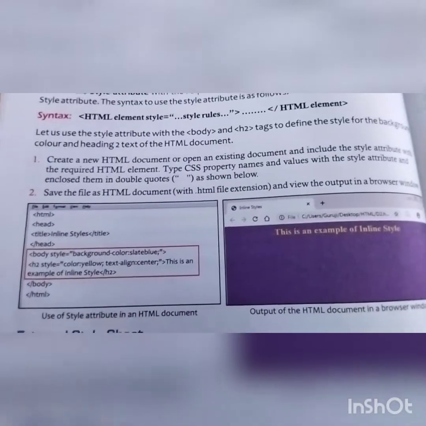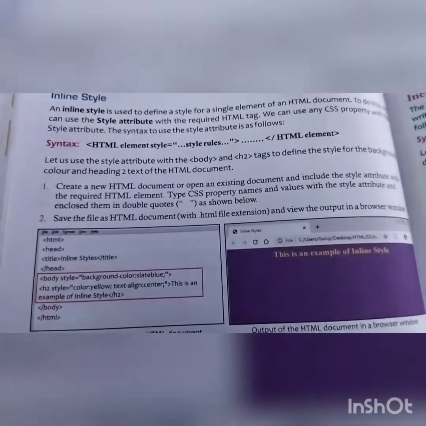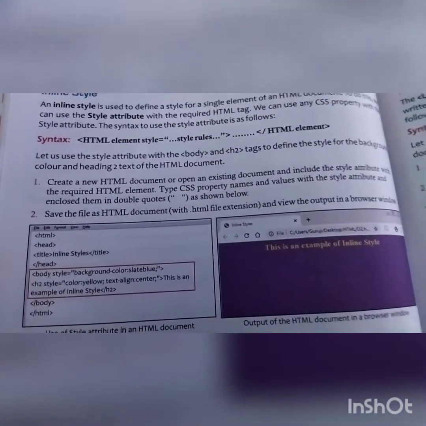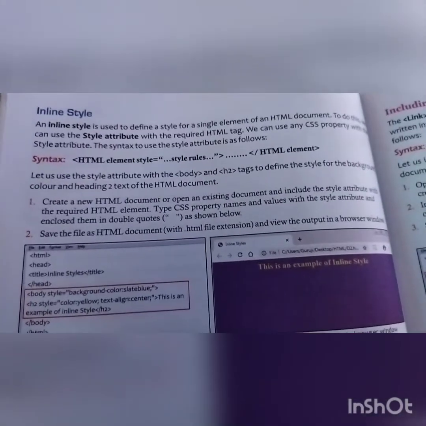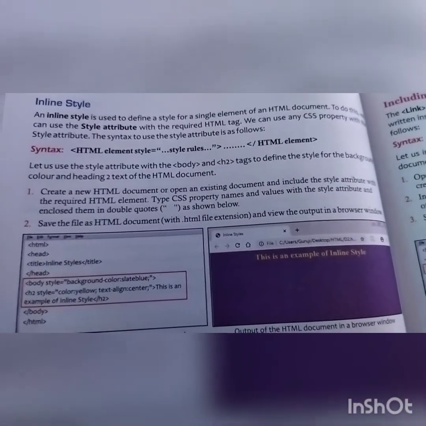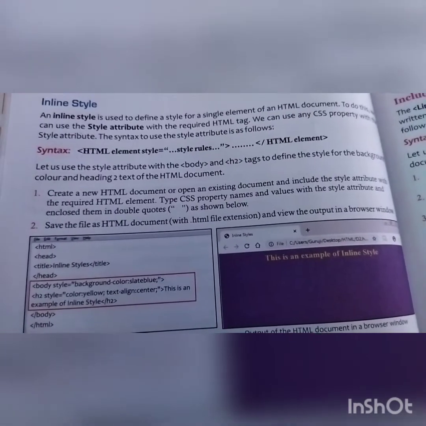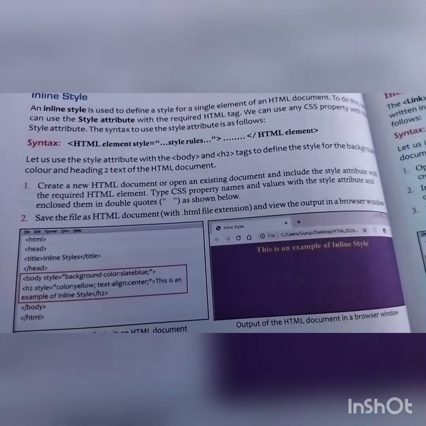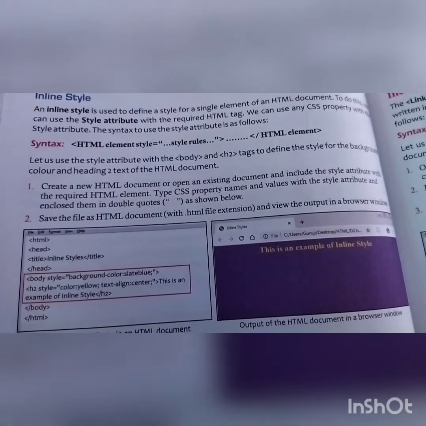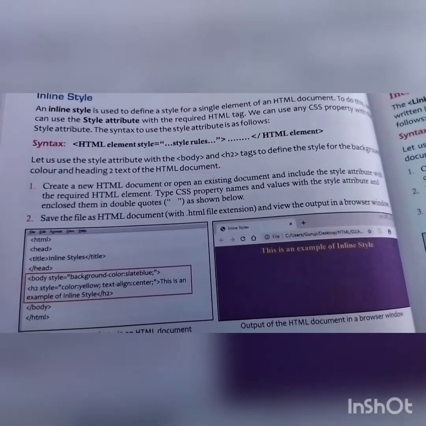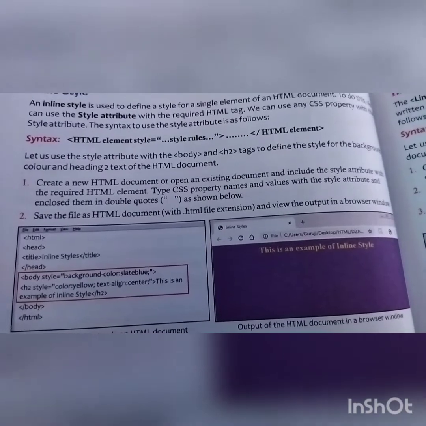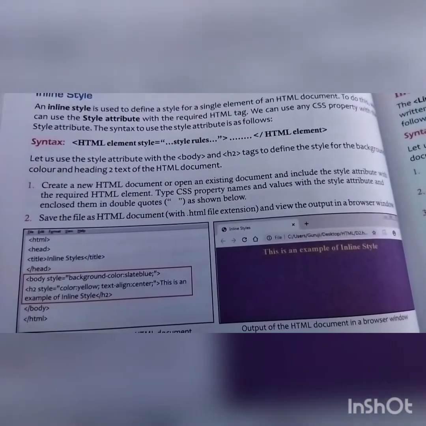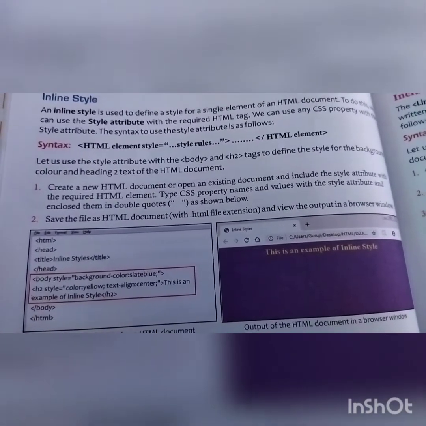You can see this code: HTML, head, title. You can mention any type of title, here mentioning inline style. Then close the title tag and head tag. Then see the body style: background color slate blue, H2 heading style with color yellow and text alignment center. This is an example of inline style in H2. After that, close the body and HTML.